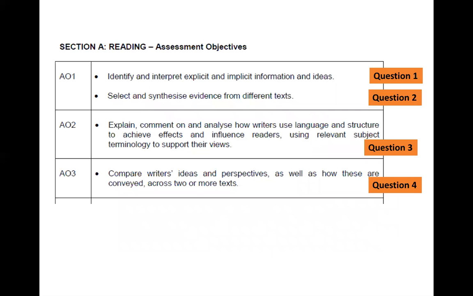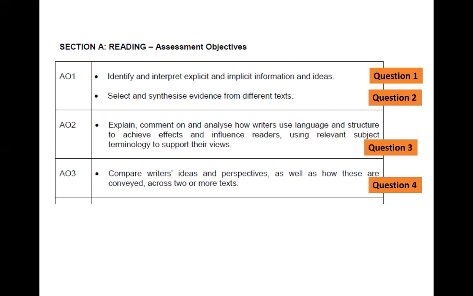So moving on to the assessment objectives. These can be shortened to AO1, AO2, AO3, but that does mean assessment objective. The first one, AO1, is where you are tested on your ability to identify and interpret explicit and implicit information and ideas, and to select and synthesize evidence from text. This is your ability to look at a text and comprehend what is happening in it. This is the assessment objective you were tested on for question 1 of paper 1, where you were told to list 4 facts about the thing that you had read.